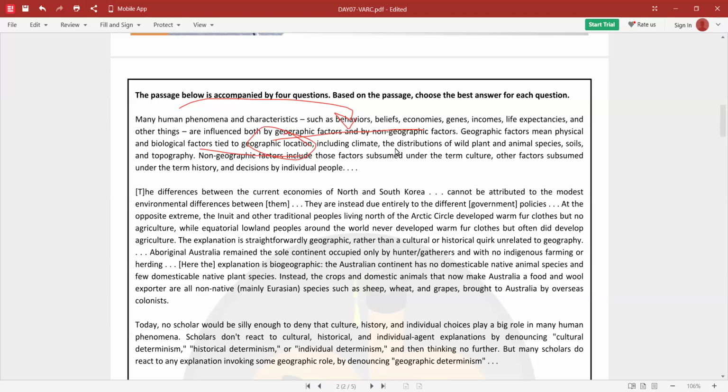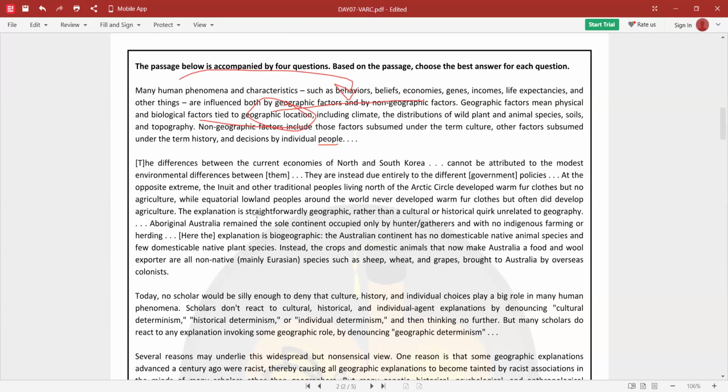Including what? Climate, distribution of the wild plant and animal species, what the flora and fauna are, how the soil is, what the topography is. All of this comes under your geographical factors. Now, non-geographical factors include what? Those factors subsumed under the term culture and other factors that are subsumed under the term history, decisions made by individuals. All these are your non-geographical factors.